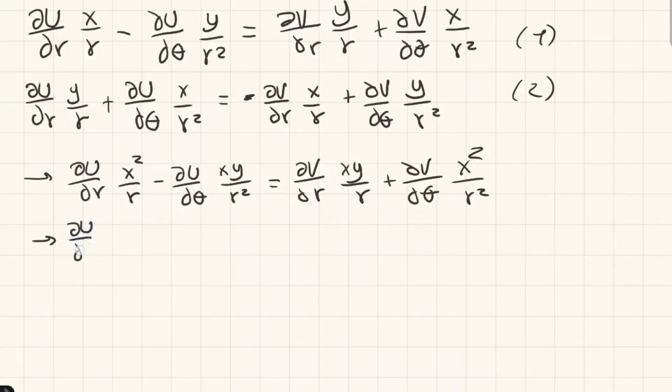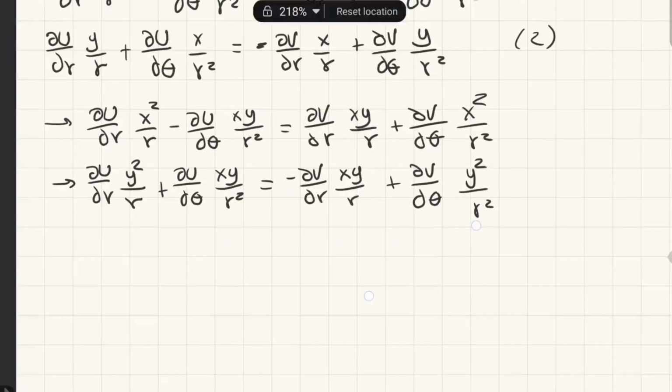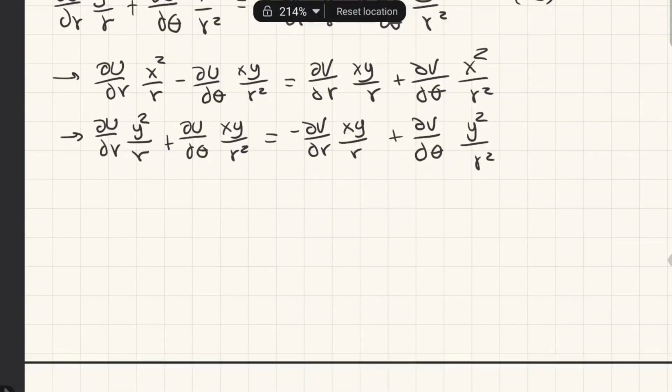So the derivative of u with respect to r, y squared divided by r, plus the derivative of u with respect to theta, xy divided by r squared, equals negative the derivative of v with respect to r, xy divided by r, plus the derivative of v with respect to theta, y squared divided by r squared. So as I mentioned, we are going to sum both equations.